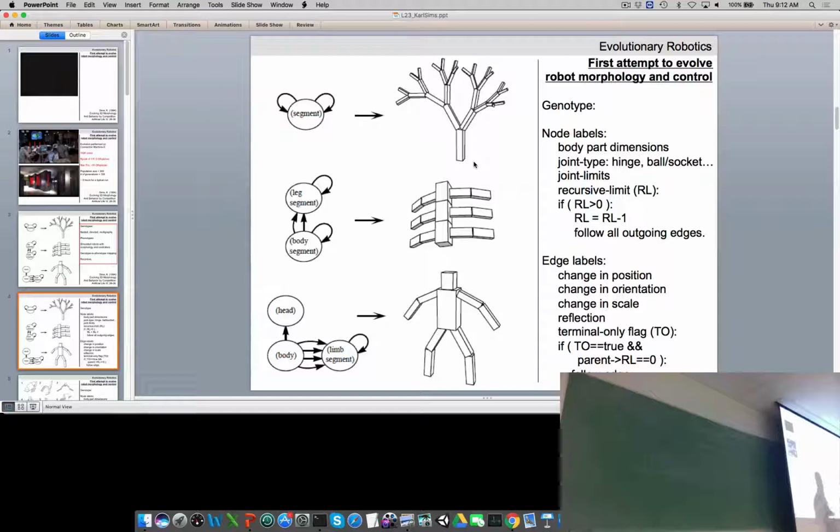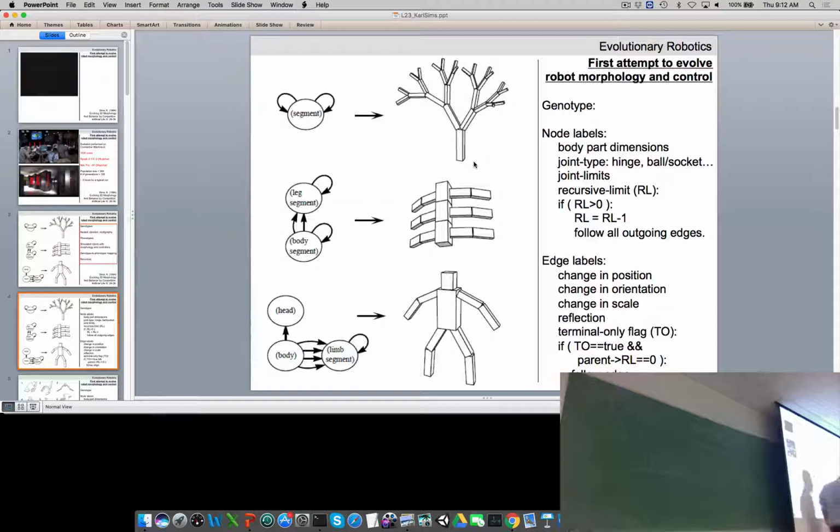He also built in a few binary flags to try and increase the chances of symmetry. So reflection would mean if you created an object like this, when you follow an edge and come back, flip the new one along some axis of symmetry. So you start to get symmetry in your phenotype. Okay. We now come to this additional binary flag, the terminal only flag.